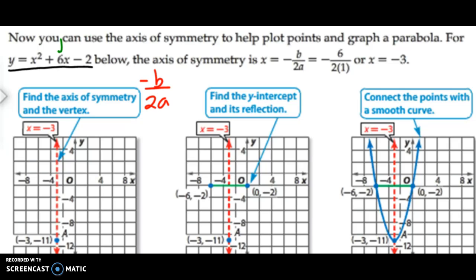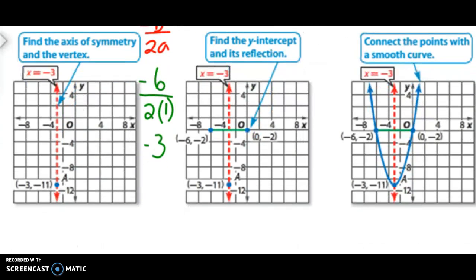So our b is 6, so it'll be -6 over 2 times, and then my a is a little ghosty 1 in there, so that'd be 2 times 1. So -6 divided by 2 is -3. So now we know that our axis of symmetry right here is -3.